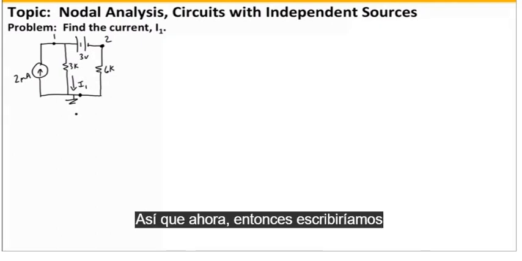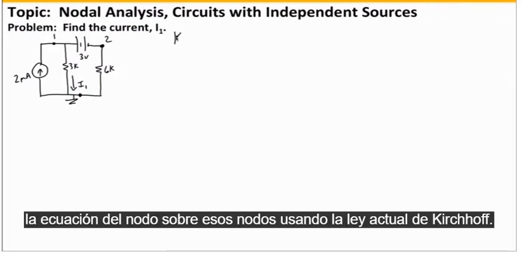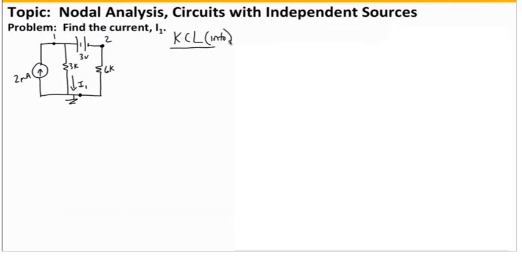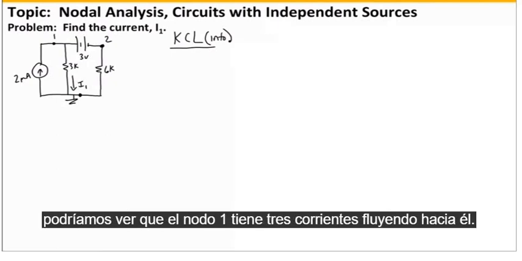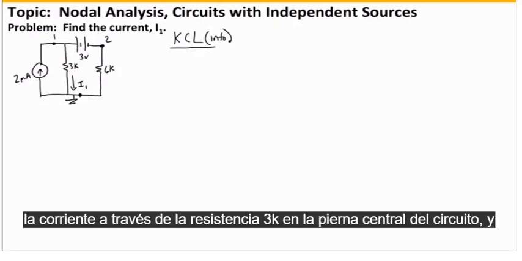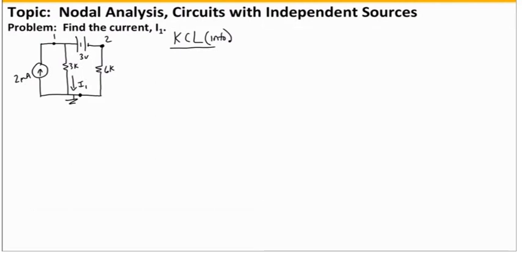So now we would write the nodal equations about those nodes using Kirchhoff's current law. And in this case, we're going to sum the currents into the nodes. If we do that for node 1, we can see that node 1 has 3 currents flowing into it: the current from the 2 milliamp source, the current up through the 3K resistor in the center leg of the circuit, and the current through the 3-volt source on the top part of the circuit.